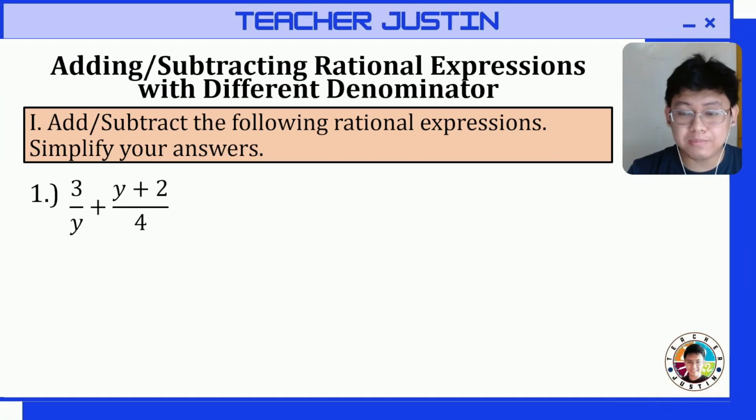Good day everyone, I'm Teacher Justin and let's talk about adding or subtracting rational expressions with different denominators. So, for our first item, we have 3 over y plus 2 all over 4.